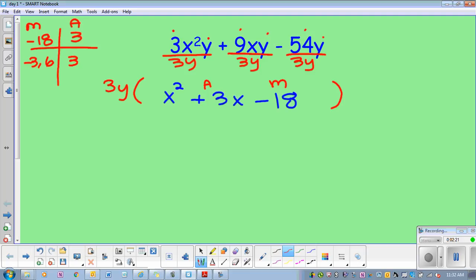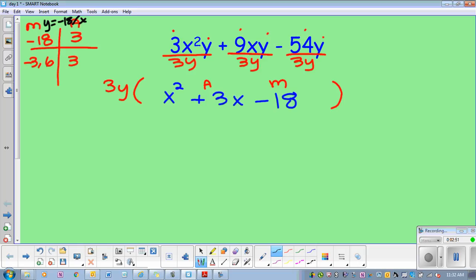And remember your calculator trick, if you need to, okay? On the calculator, you can go into y equals and put negative 18 divided by x. Go to your table, and it'll list out all of the factors for you. You just have to see which one adds to give you 3. But thank you, Jose.